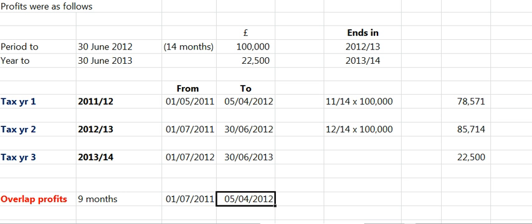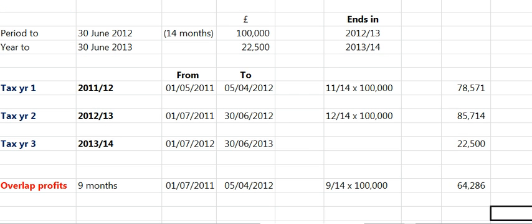it's 9 months long. So we're going to take 9/14 of the profits from that period, because this period is in that first period. 9/14 of 100,000 is 64,286. And that's it, done.